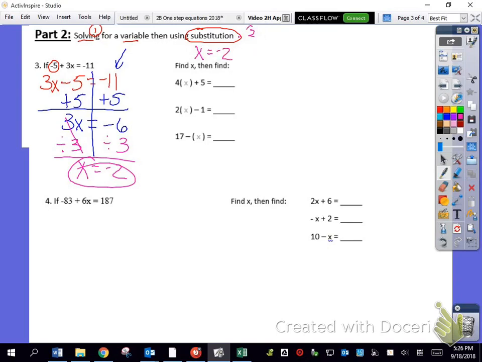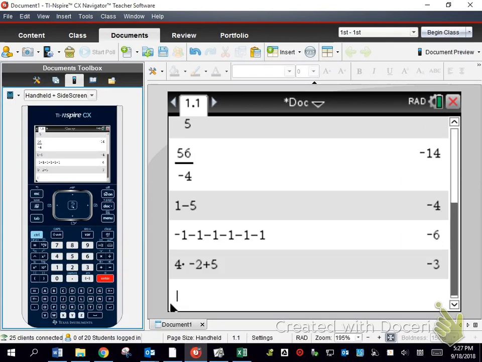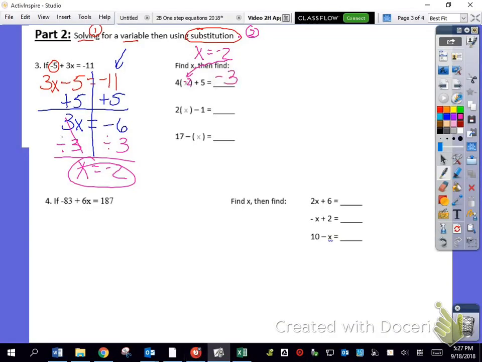So this is the second part. So wherever you see x, I'm going to plug in negative 2. And then you're going to put that in your calculator. So you would say 4 parentheses negative 2. Make sure you do the parentheses, negative 2, and then you have plus 5. Just enter that whole thing, and you get negative 3. So this is negative 3.